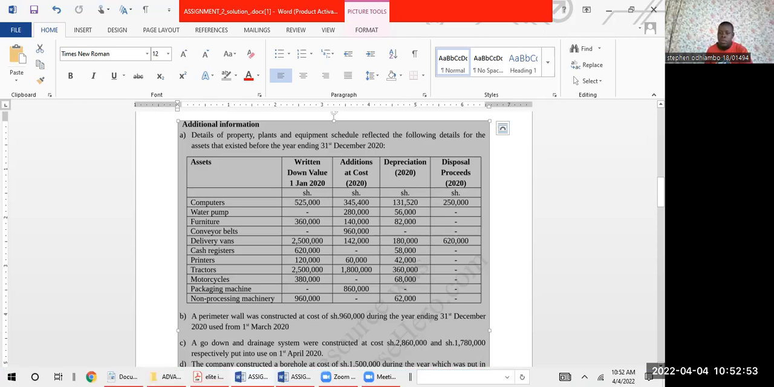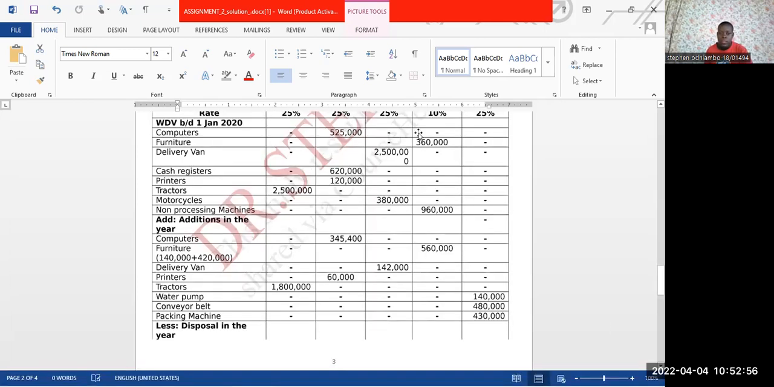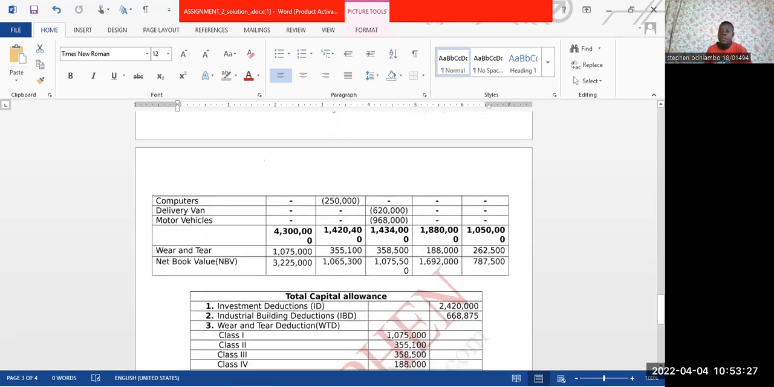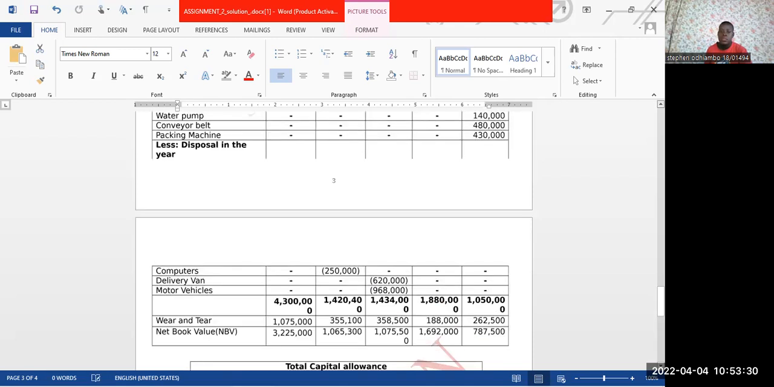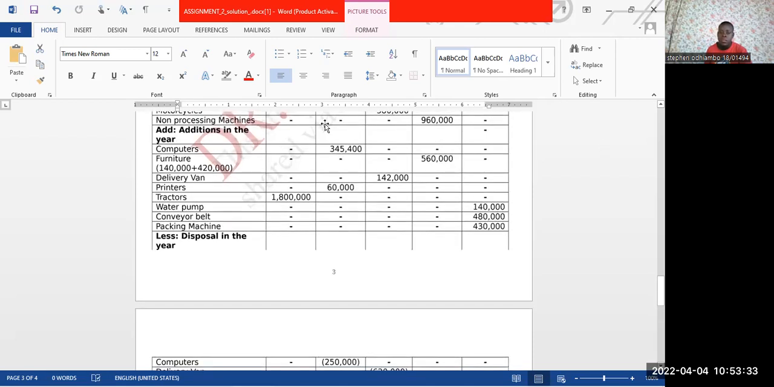So if you come down in wear and tear allowances, we were looking at addition of furniture. You can see this, and it sums up to 560,000. If you just take 140 plus 420, it should be 560. Delivery van the same, tractor the same. So we less disposals. After getting the working down value, you add additions in the year. So from that, you're supposed to be getting all this information from the table provided.